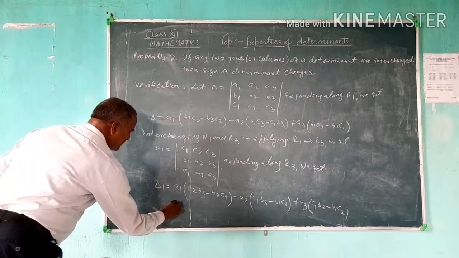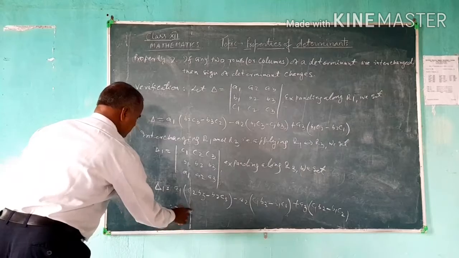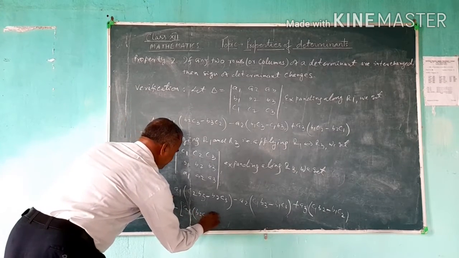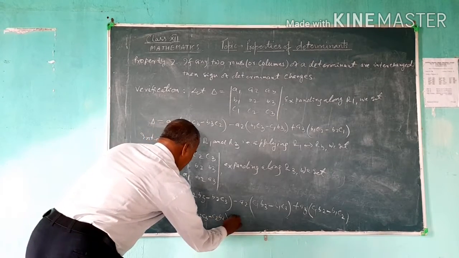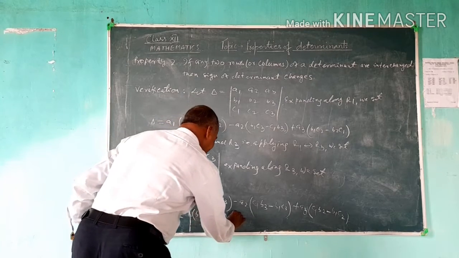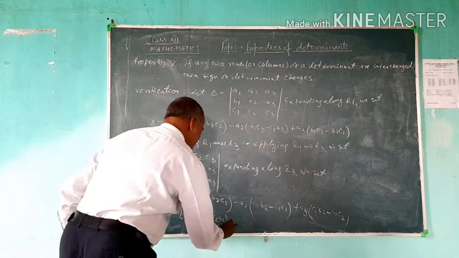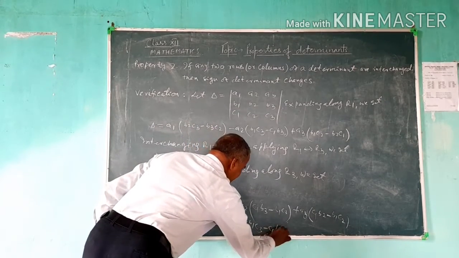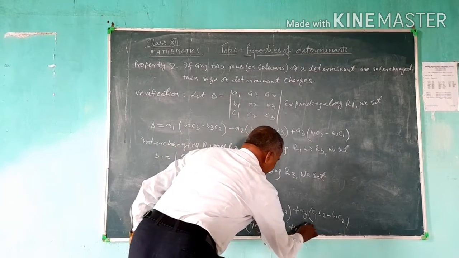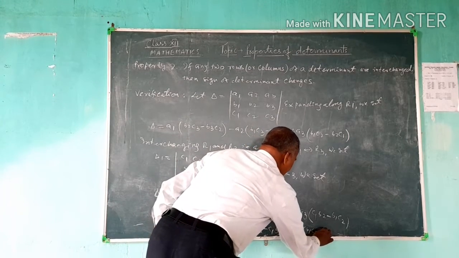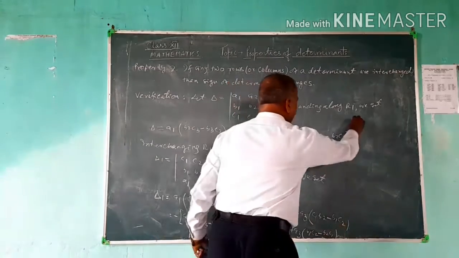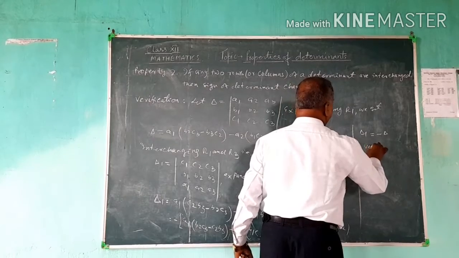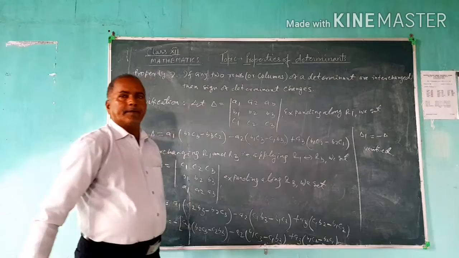This is equal to minus A1 (B2 C3 minus C2 B3) and minus A2 B1 C3 minus C1 B3 and plus A3 (B1 C2 minus B2 C1), and this is equal to minus delta, so delta 1 is minus delta. So verify it.